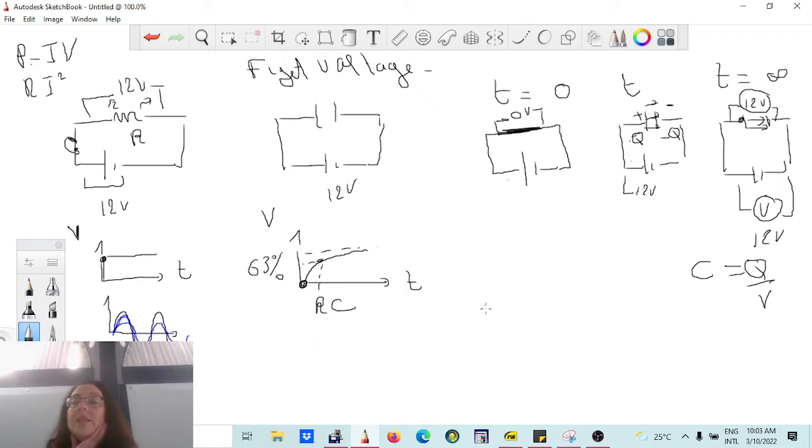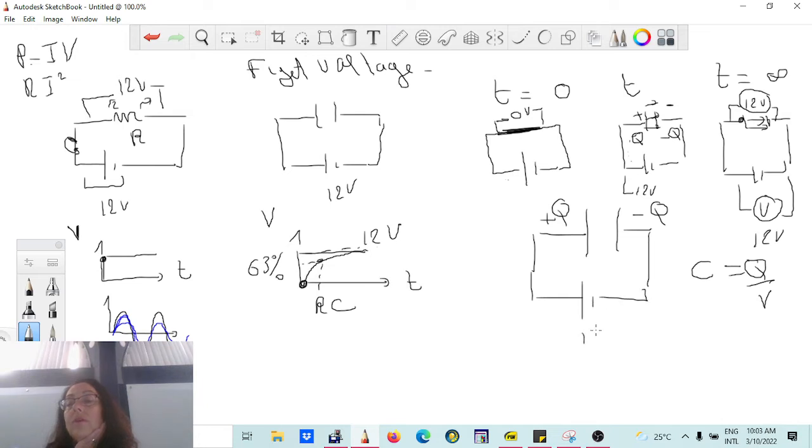Because when it's fully charged, the voltage across the capacitor is going to be exactly 12 volts. So the voltage is going to increase until you get 12 volts. Once it's fully charged, you will have plus Q, minus Q. That will be the maximum charge you can have. And here you have your 12 volts. And there is no more current flowing. I equals zero. Because you have all those pluses here and all those minuses here, so you cannot put more.